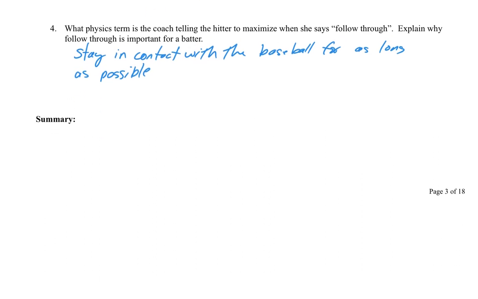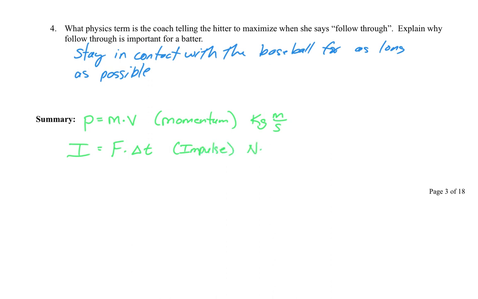But let's summarize our equations a little bit, because these are really important. The first equation that we have is that momentum is equal to mass times velocity. Notice that's not change in momentum, that's just momentum. And usually we use units of kilograms, meters per second. Our second equation is that impulse is equal to force times a change in time. That's impulse. And we normally use newtons times seconds, but we can use kilogram meters per second as well.